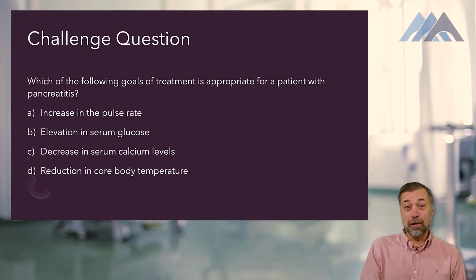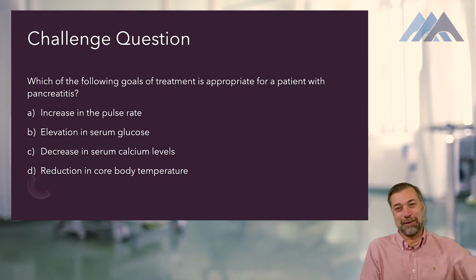So which of the following goals of treatment is appropriate for a patient with pancreatitis? A, increase in the pulse rate. B, elevation of serum glucose. C, decrease in serum calcium levels. Or D, reduction in core body temperature. What's your goal of treatment, or the most appropriate goal of treatment anyway?